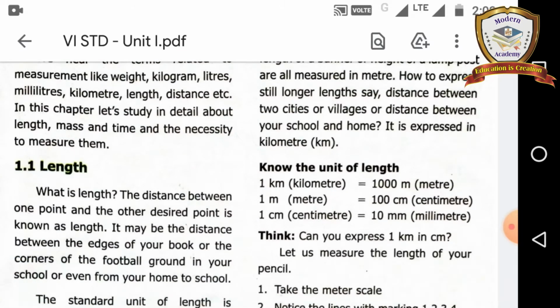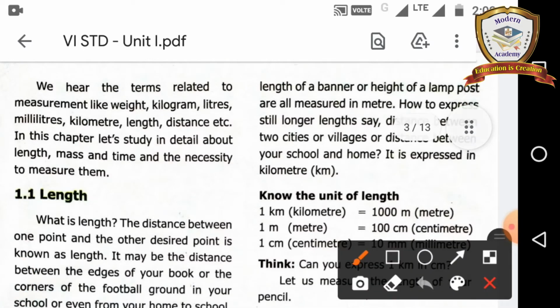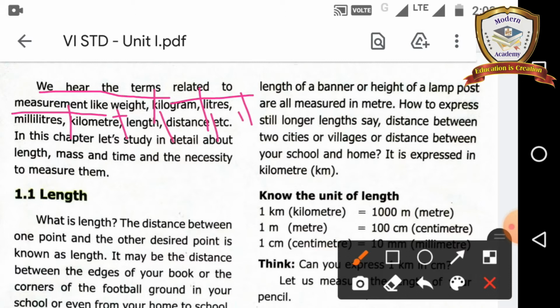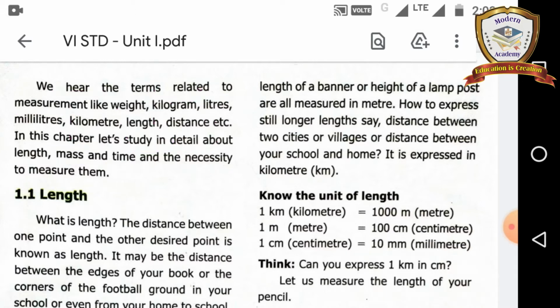We hear the terms related to measurement like weight, kilogram, liters, milliliters, kilometer, length, distance, etc. So in this chapter, let's study in detail about length, mass and time and the necessity to measure them. Okay.